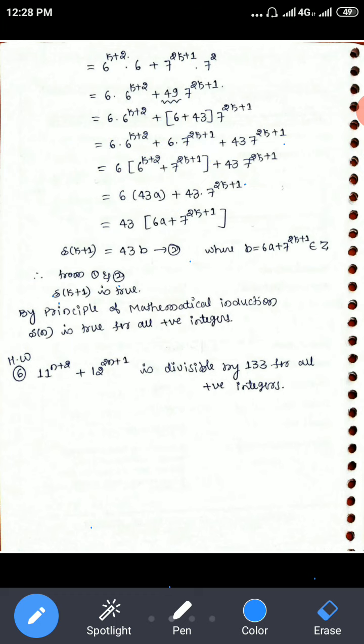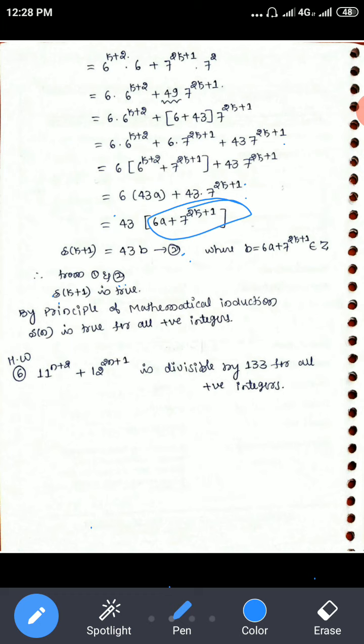So between this, again 43 is common. Between this step, 43 is common. Okay, so that is 6a plus 7 raised to 2k plus 1, times 43. So this can be written as 43b, where b is equal to 6a plus 7 raised to 2k plus 1, which belongs to an integer. So 43b means it is a multiple of 43.